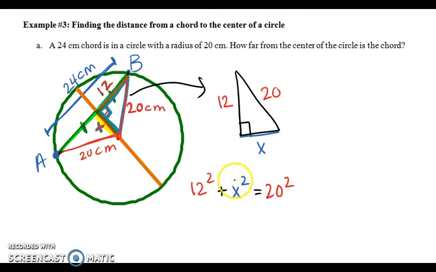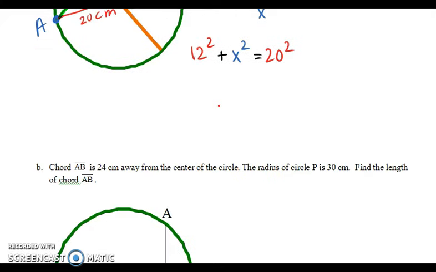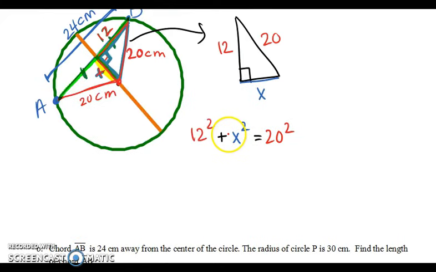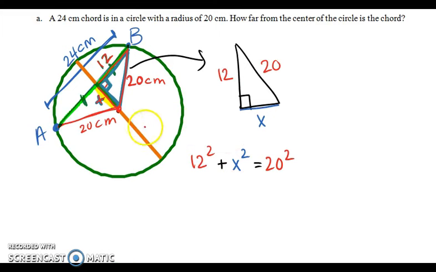And once we solve for X, we are ultimately finding the distance from chord AB to the center of our circle. So I will save that for you to do on your own, and then try example B on your own as well. When you are finished, check with my answer key on the website to make sure you did it correctly.